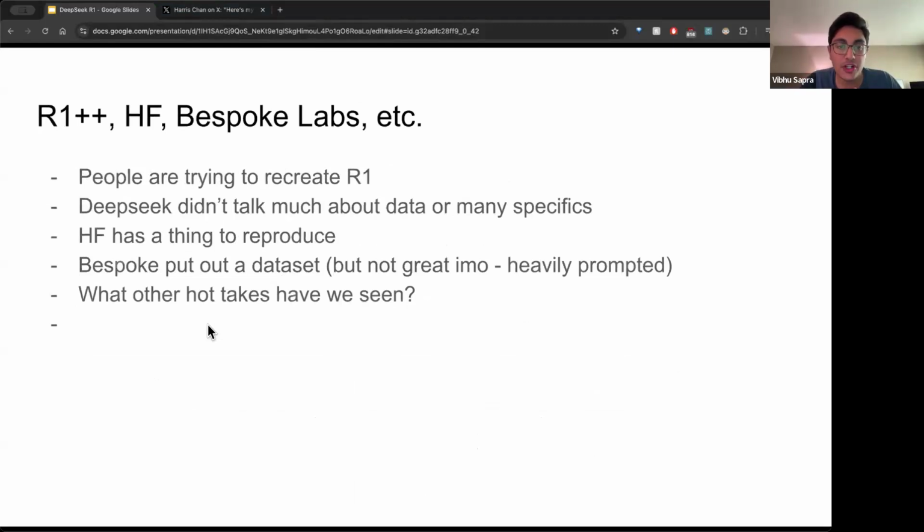So people are trying to recreate R1. DeepSeek didn't talk much about the data, not many specifics about what went on there. Hugging Face has a thing to reproduce it. They have a whole chart of how they're going to do it. Bespoke Labs put out a data set. I think it's a great effort. It's not great in my opinion. I looked at their prompt templating. They heavily try to prompt it into responding in a certain way. But anyway, I think they have 100,000-ish samples of R1 data. They fine-tuned to 7B. They show results. But yeah, what other hot takes have we seen?